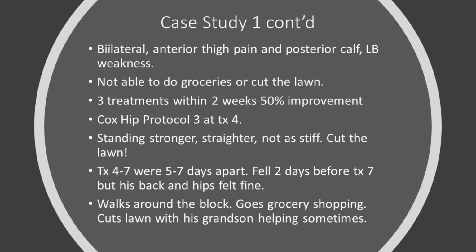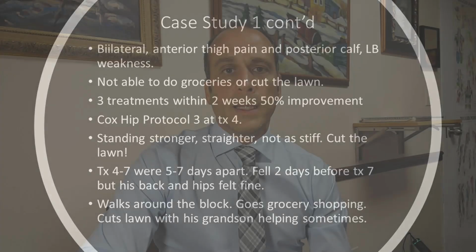And everything was back to square one, he said. His back was very weak. He no longer did his groceries. He no longer cut the grass. So we did Cox Protocol 2. This time we contacted L1, and we included what I call Cox Protocol 3 for the hip.